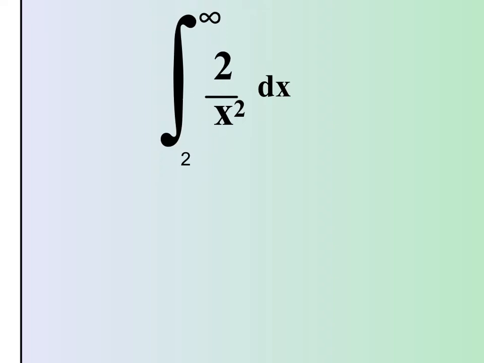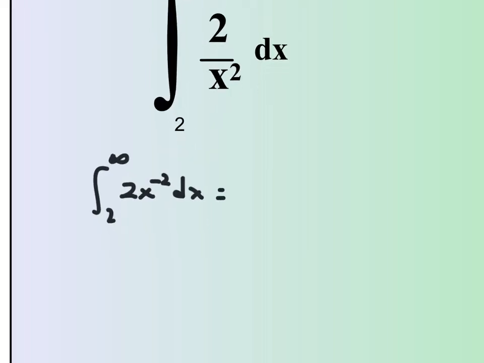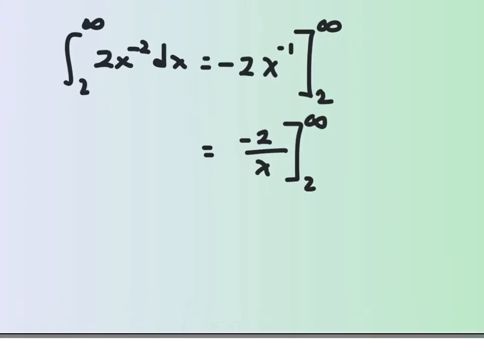Let's go from 2 to infinity of 2 over x squared. So I'm going to rewrite this in a different way. I'm going to write it as 2x to the negative second dx, which will be x to the negative first times negative 2, evaluated from 2 to infinity. And actually I'm going to rewrite that yet again. I'm going to write it as negative 2 over x, evaluated from 2 to infinity. See if you can take the steps to simplifying this and evaluating this improper integral.